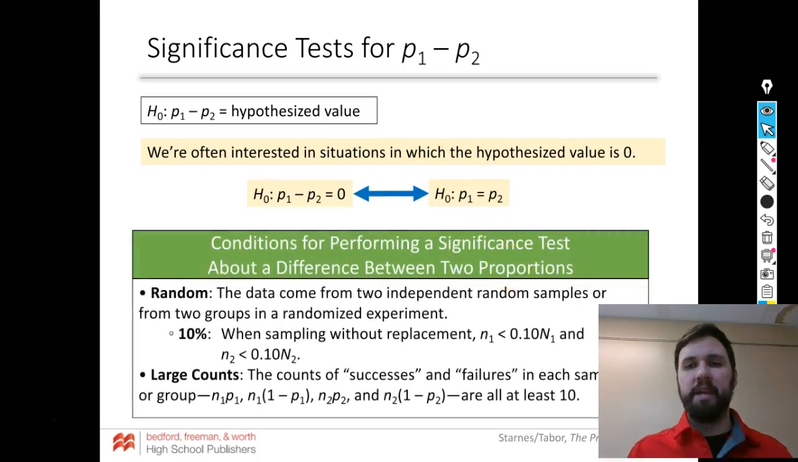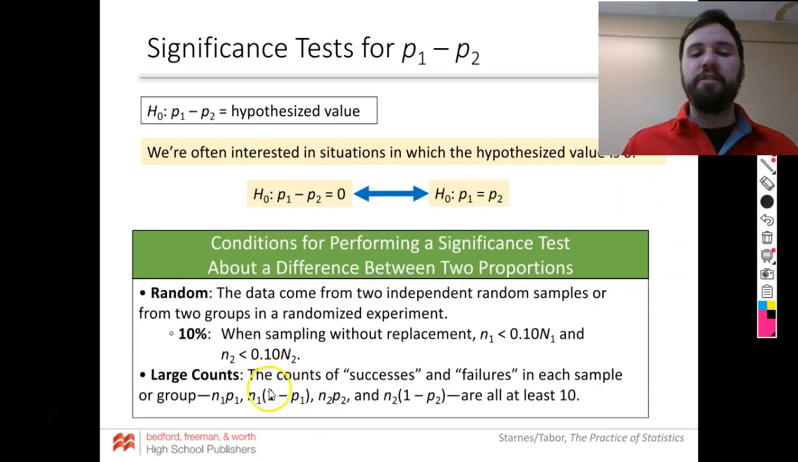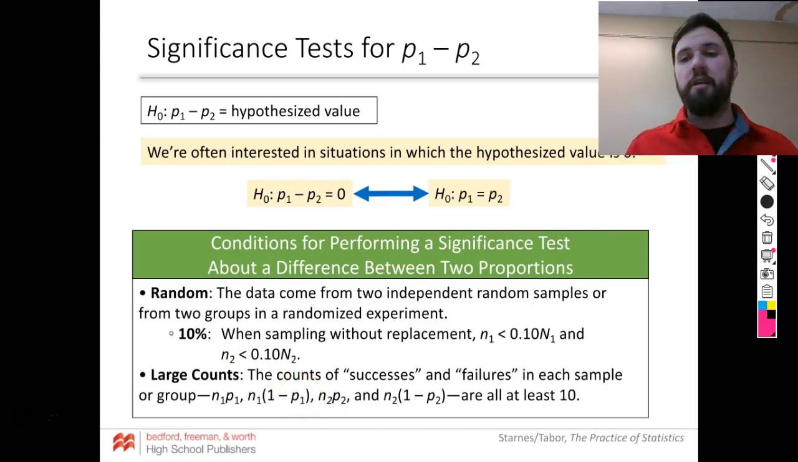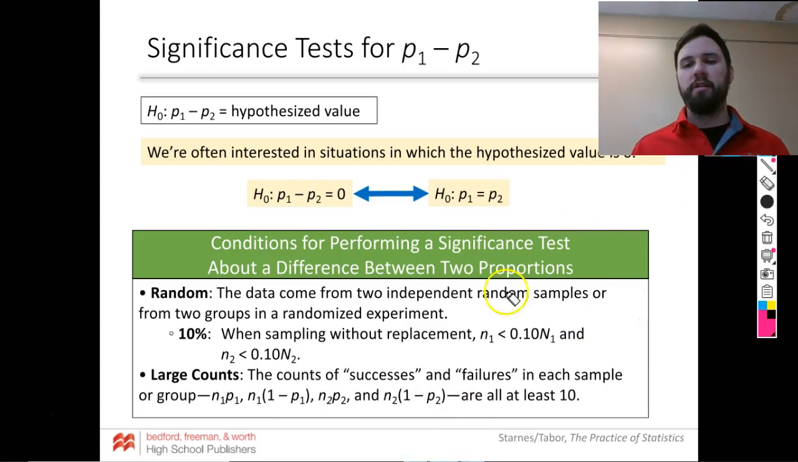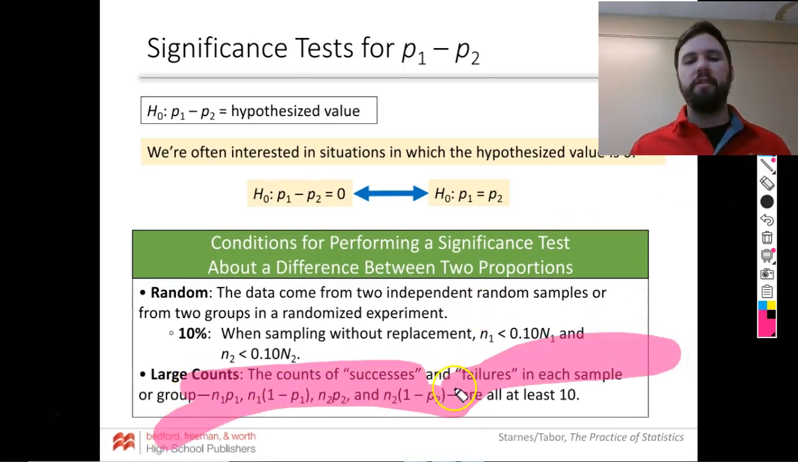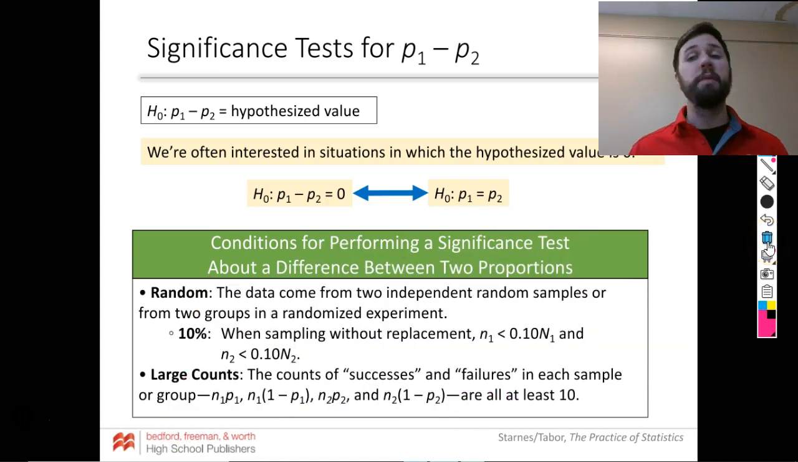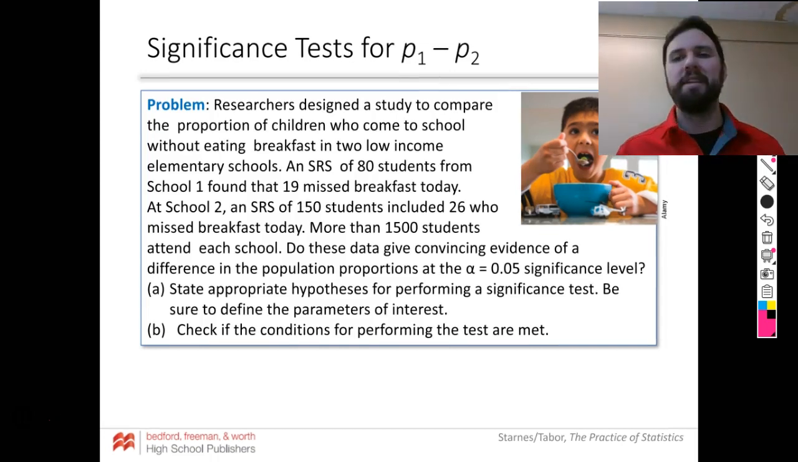Okay? Again, we're checking our conditions just like before. I'm not going to spend a lot of time on this. Just make sure you check all 4 conditions again. 4 for large counts: N1 times P1, N1 times 1 minus P1, N2 times P2, and N2 times 1 minus P2. You have to check everything twice. I'm sorry I'm not spending a lot of time on this, but this is a lot of review. Go back and watch the Chapter 9 videos if you'd like to see it in more detail.